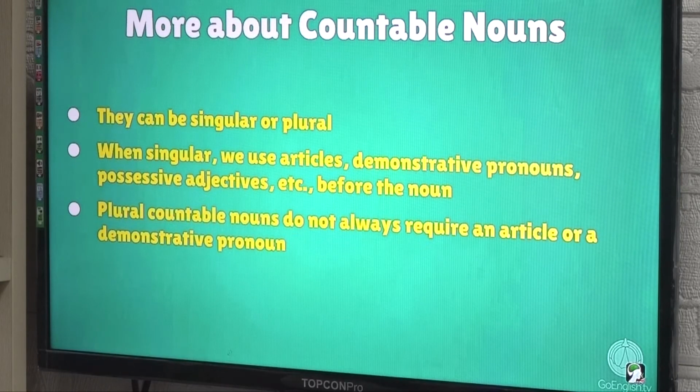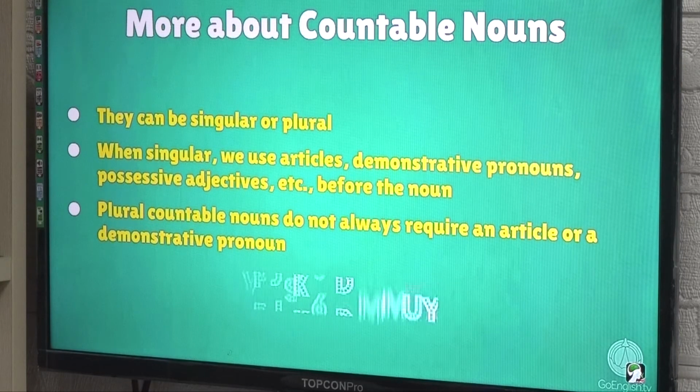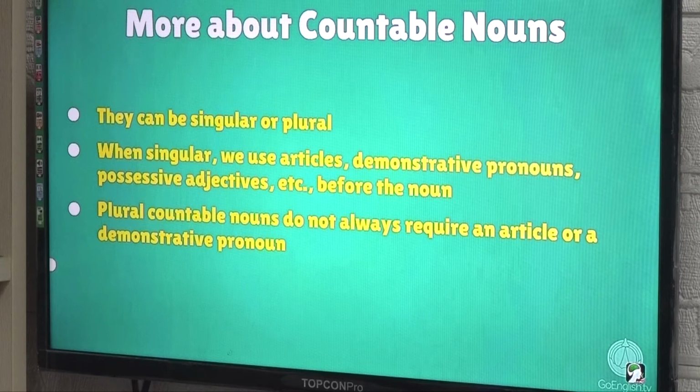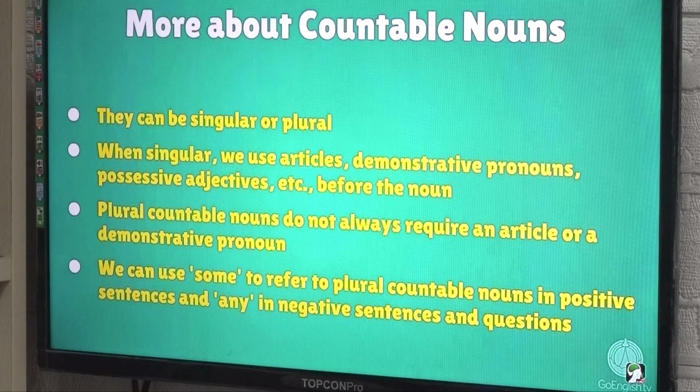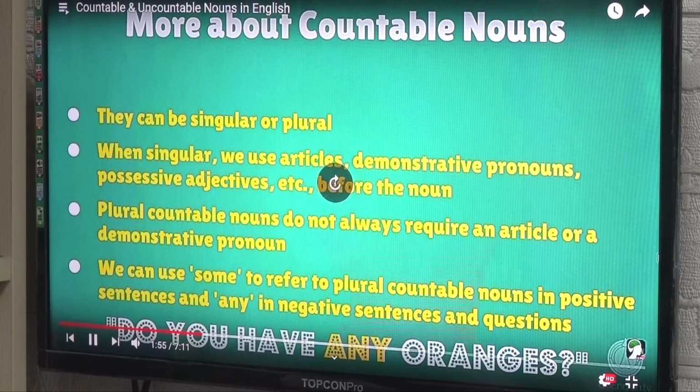Plural countable nouns do not always require an article or a demonstrative pronoun. I like cats. We can use some to refer to plural countable nouns. Some and any, we will learn that later. Let's jump on to the next one.